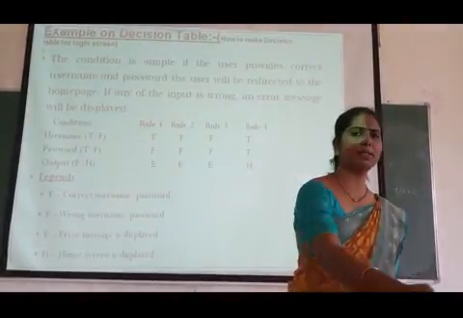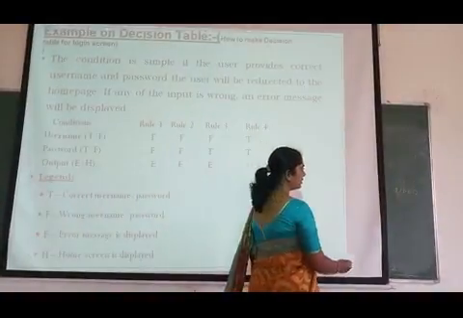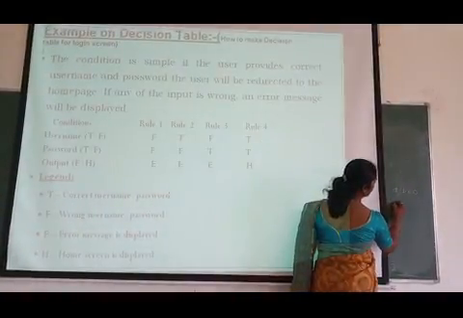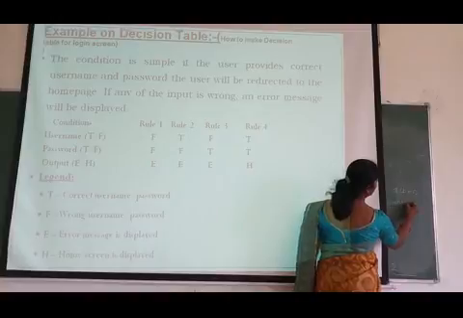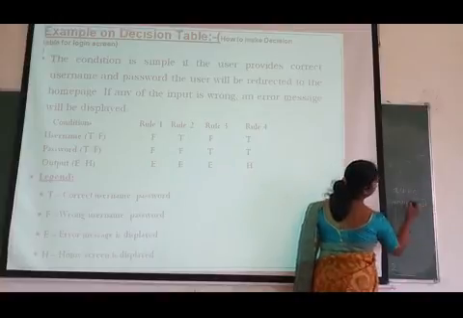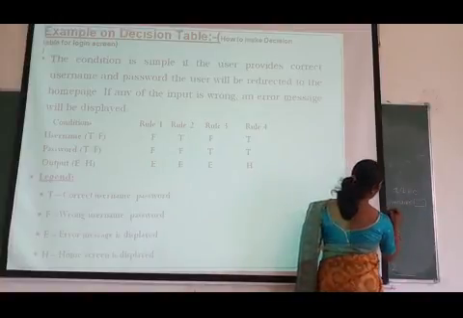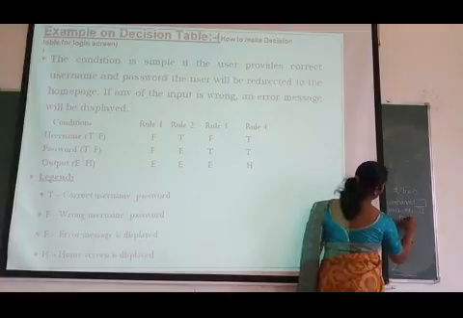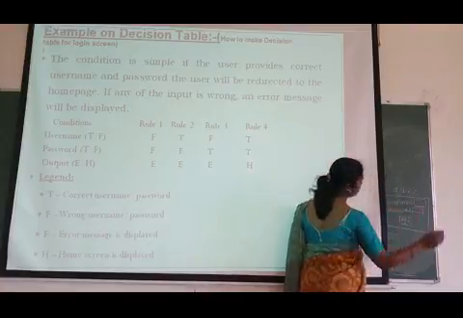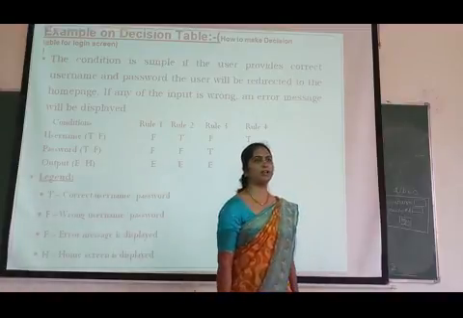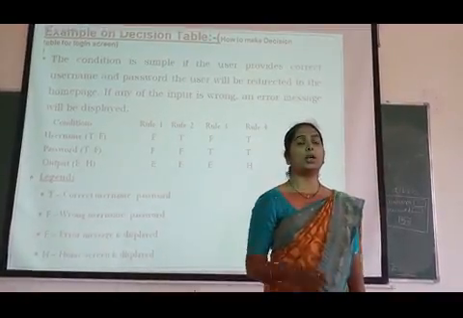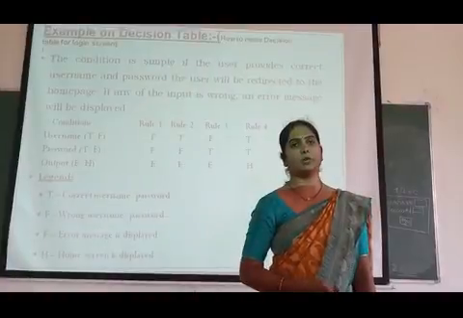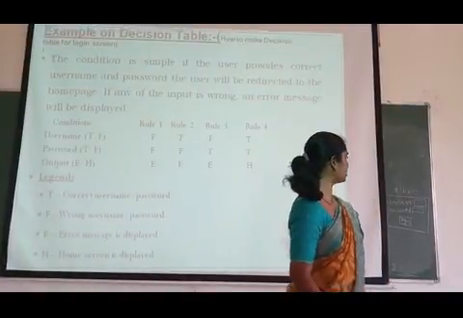Now what is the login screen? See what the login screen is over here. There is a username field, a password field, and a login button. This is the simple application which we need to consider for understanding the decision table, or rather how to create a decision table for the login screen. Why? Because this is an application.